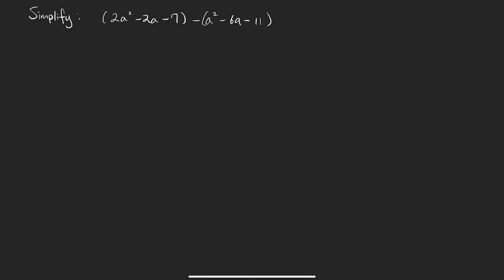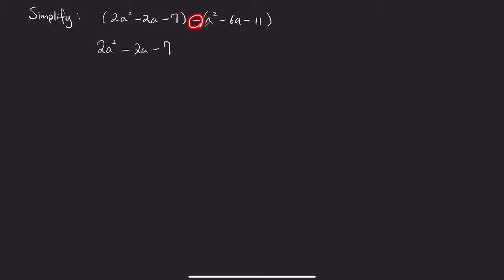Okay, so we want to simplify this expression here. So I want to start by taking everything out of the brackets first. So starting with the first set of brackets, there's no coefficient here, so we can just take it out as 2a squared minus 2a minus 7. And then comes the second set of brackets.